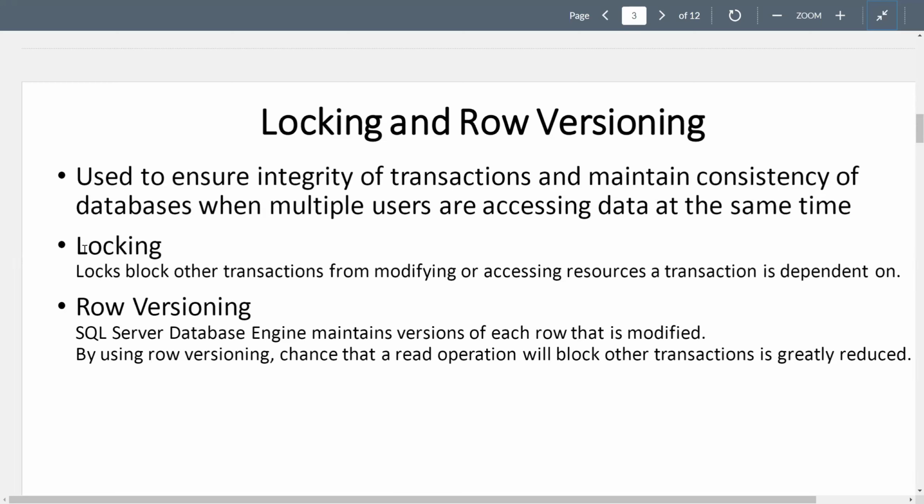So usually we use locking in an environment in which we have a lot of data changes, and we use row versioning in an environment in which most operations are read-only operations. We may have some data changes, but not a whole lot.